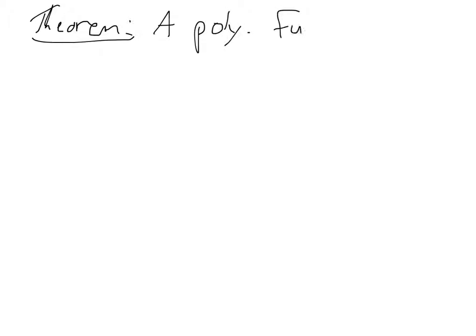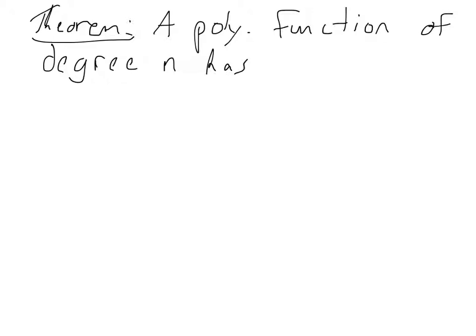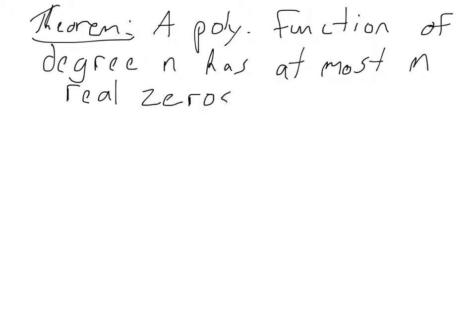This is just a theorem, which is: a polynomial function of degree n has at most n real zeros. It doesn't have to have all n real zeros. It could have fewer than n real zeros, but it has to have no more than n real zeros.